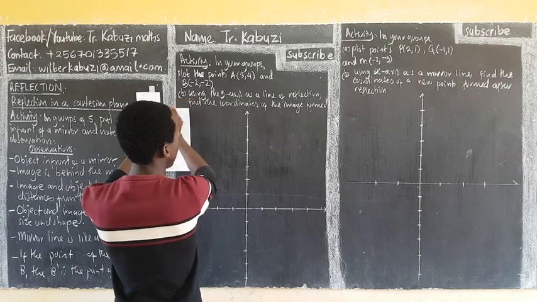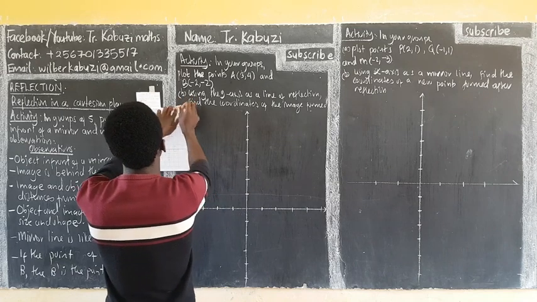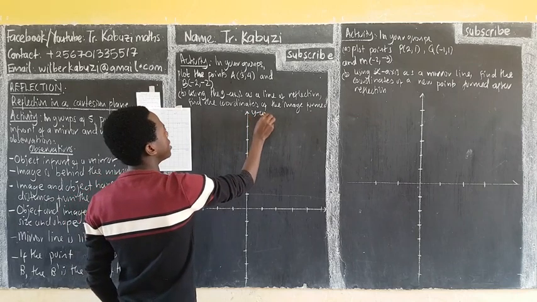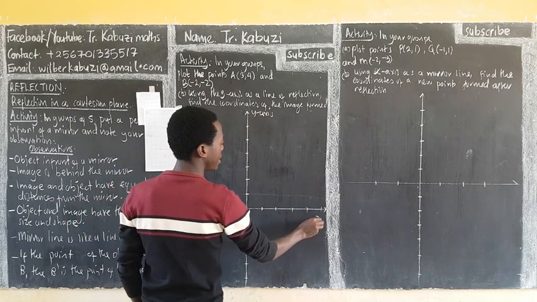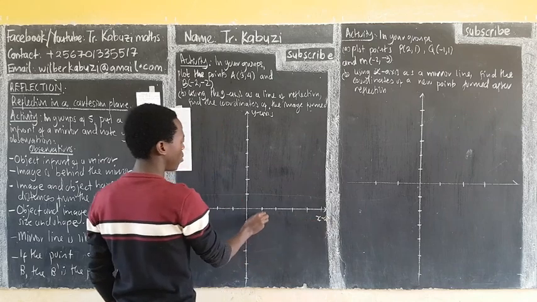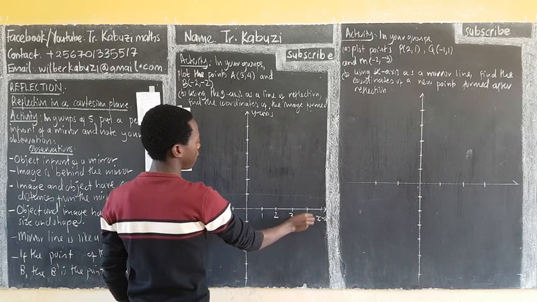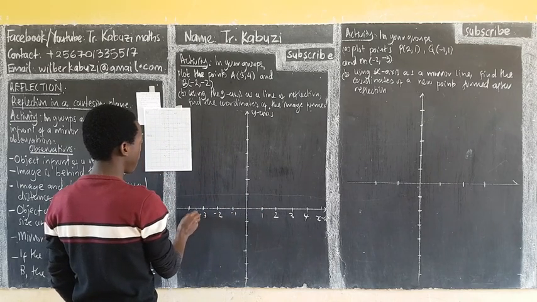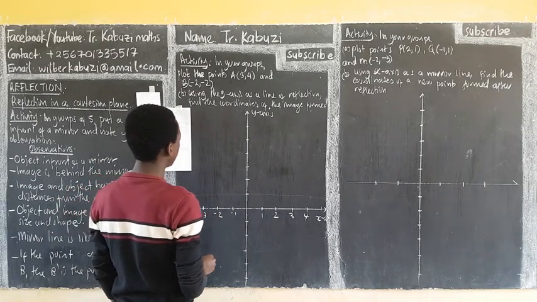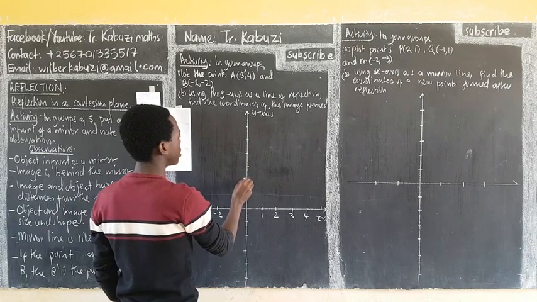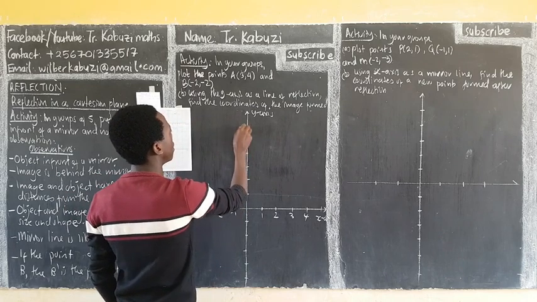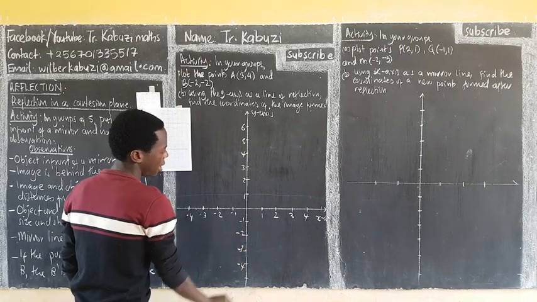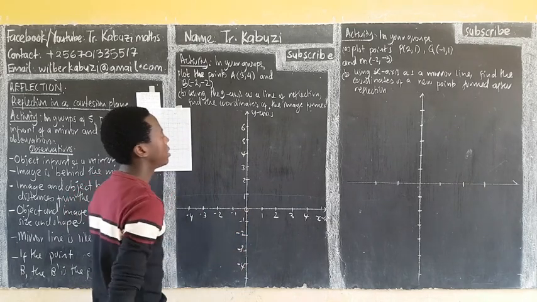Okay, that's how it is here. So they start by naming the axes. This is y-axis, and this is x-axis. So this is 1, 2, 3, 4, negative 4. 1, 2. Negative 4. This is the origin.